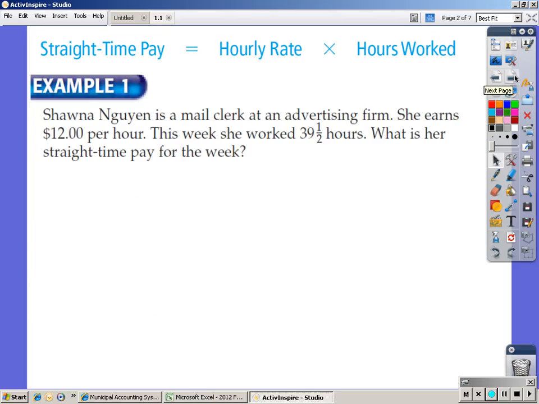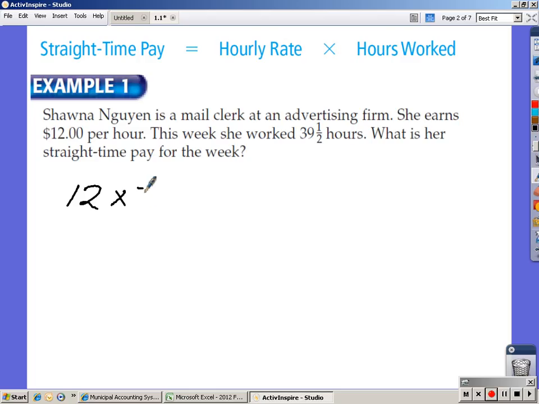Here we go. Our formula for today is straight time pay equals hourly rate times hours worked. Our first example: Shauna Nguyen is a mail clerk at an advertising firm. She earns $12 per hour. She works 39.5 hours. What is her straight time pay for the week? 12 times 39.5. Her straight time pay for the week is $474.